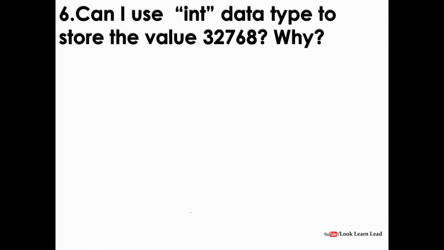Next question. Can I use int data type to store the value 32768? Here we are talking about 16-bit. For 16-bit, integer would be 2 bytes. 2 bytes means 16 bits, so number of locations can be 2 to the power 16, which is equal to 65536. So address can range from 0 to 65535. From 0 you are counting, so it would be 65535.